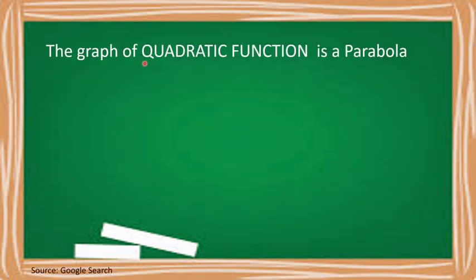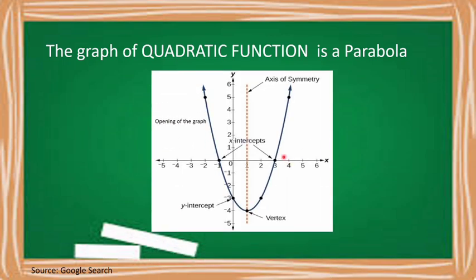The graph of quadratic function is a parabola. Yan po ang parabola. May properties din po yan. Number 1, the vertex, the intercepts, the axis of symmetry, and the opening of the graph. Pwede po yang upward at pwede ring downward.